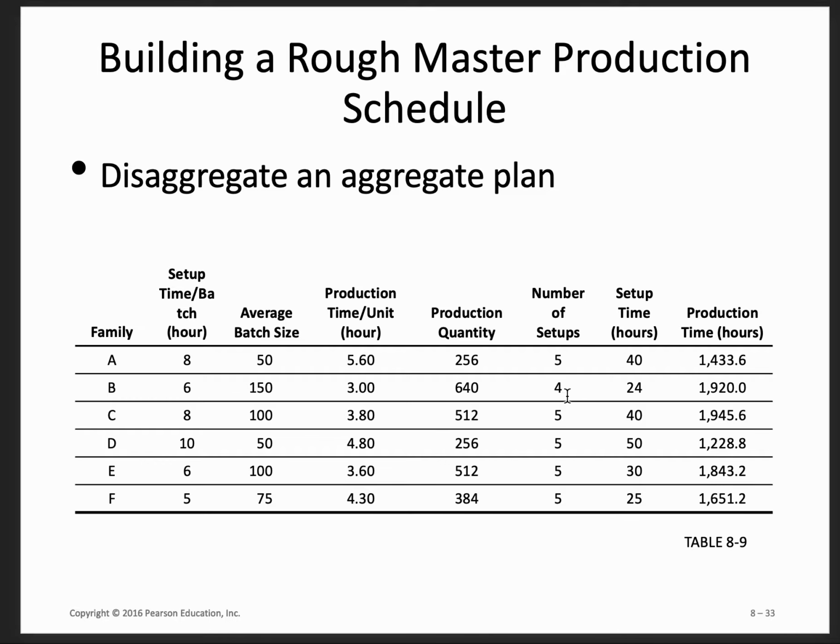family A units 5 times, family B units 4 times, and so on. You can calculate the number of setups here. Once you calculate the number of setups, we can use the production time and the setup time per batch, add it all up, and calculate the production time. Now, these production times can also be calculated using the 10%, 20% numbers that we have, and then we reconcile those two numbers.